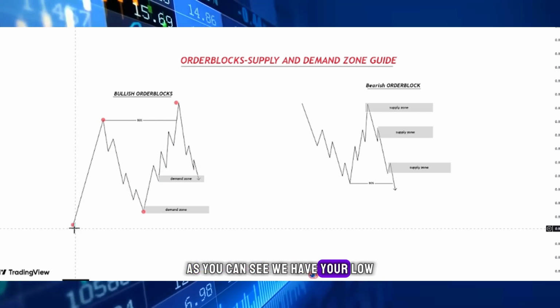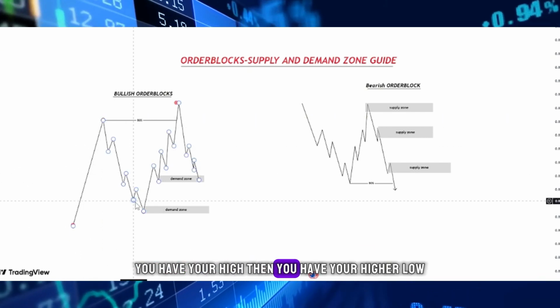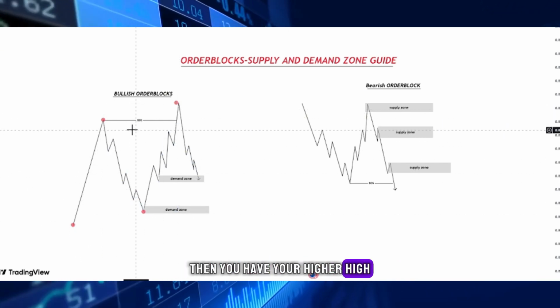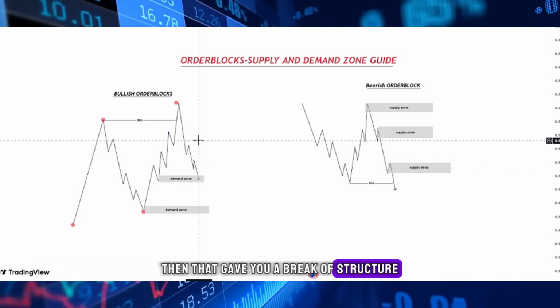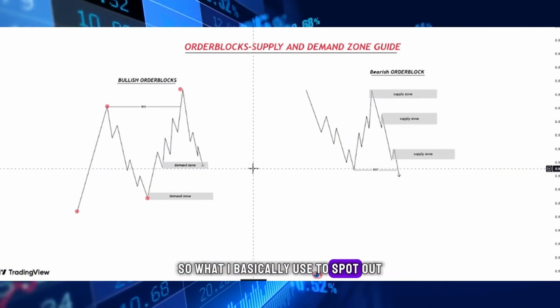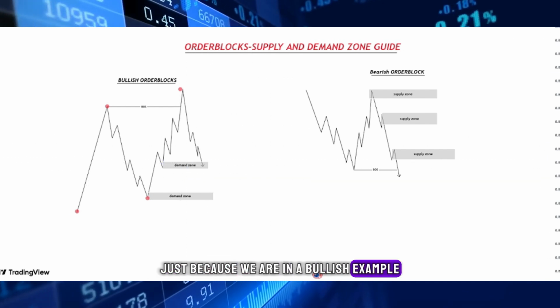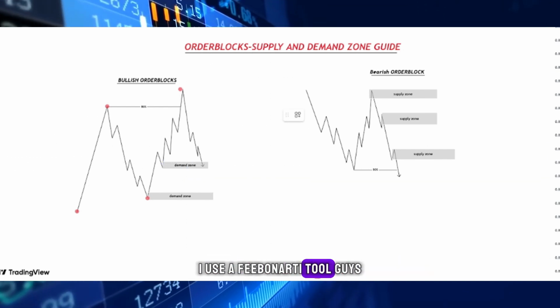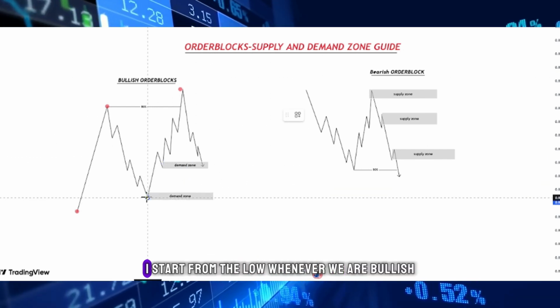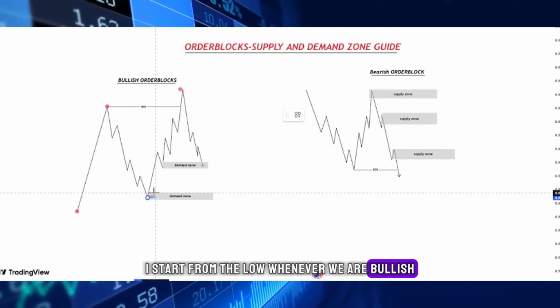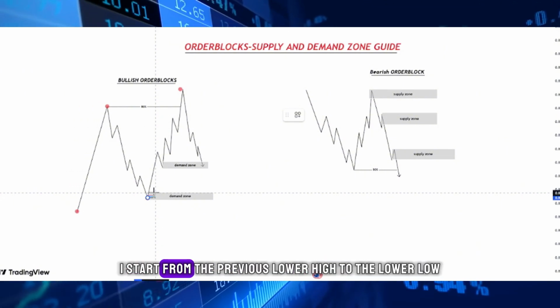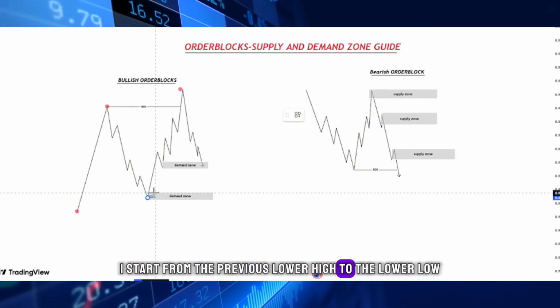As you can see, you have your low, you have your high, then you have your higher low, then you have your higher high, then that gave you a break of structure. So what I basically use to spot my order blocks or demand zones, just because we are in a bullish example, is a Fibonacci tool, guys. I start from the low whenever we are bullish, and whenever we are bearish, I start from the previous lower high to the lower low, guys.